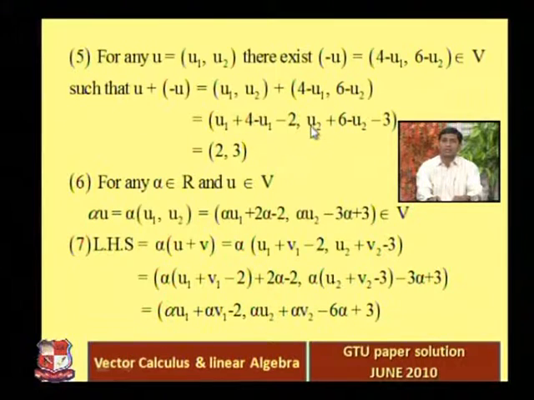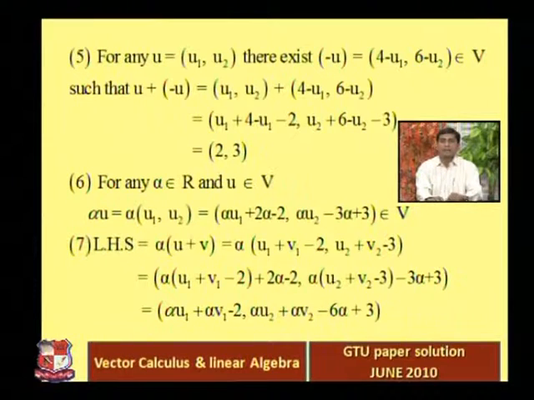So (u1 plus 4 minus u1 minus 2, u2 plus 6 minus u2 minus 3), using the definition of addition, right? And that is equal to (2, 3), because u1 minus u1 will cancel out, 4 minus 2 is 2, u2 minus u2 will cancel out, 6 minus 3 will become 3. Okay, so for any u equal to (u1, u2), you will get minus u, which is (4 minus u1, 6 minus u2), belongs to V, such that u plus minus u is equal to theta, where theta is the identity, which is (2, 3), right?